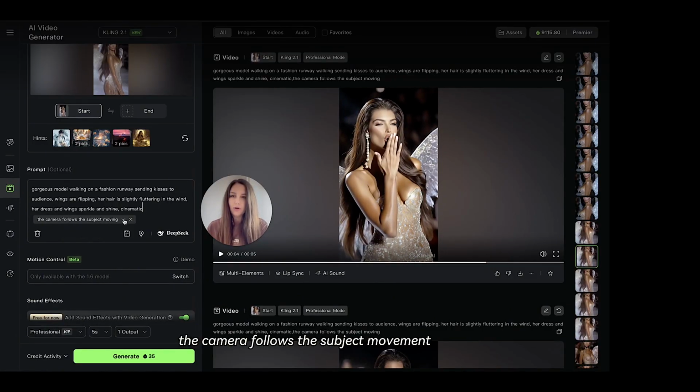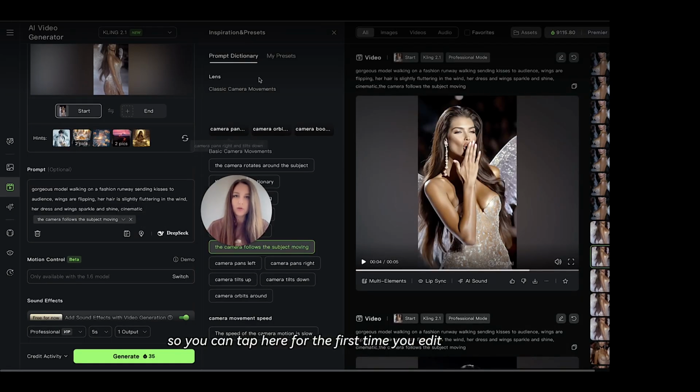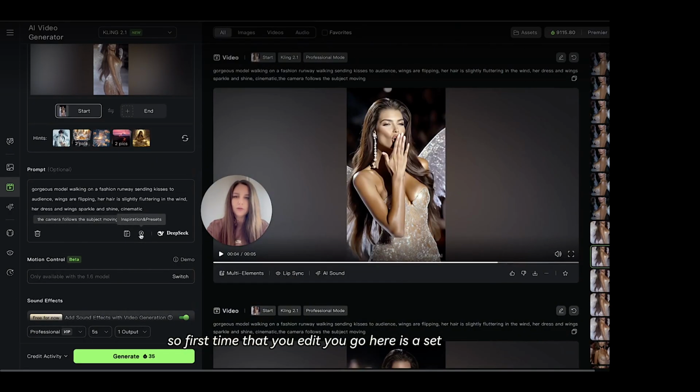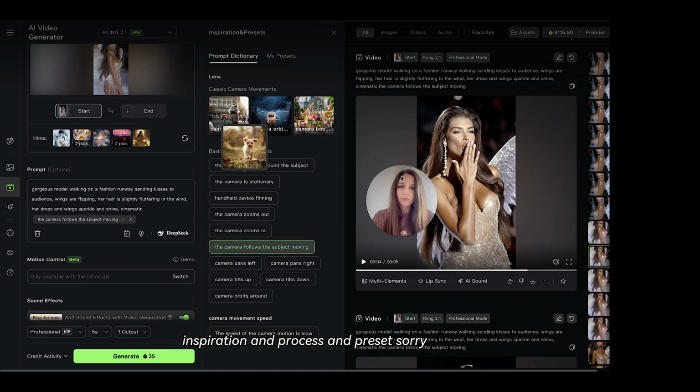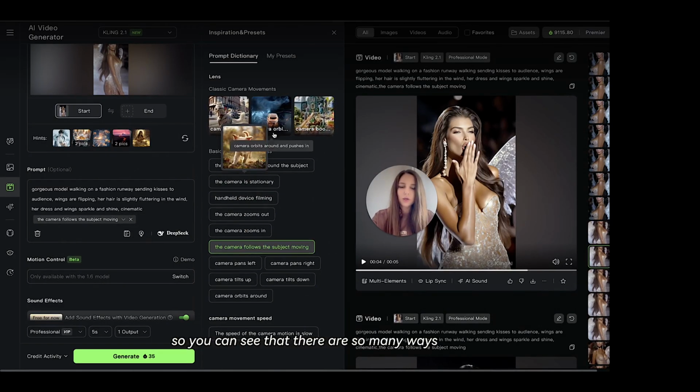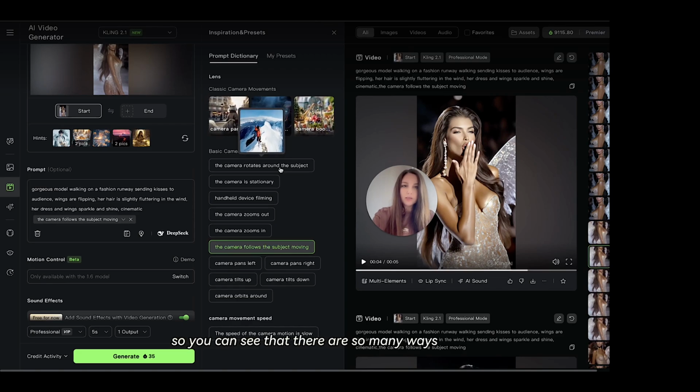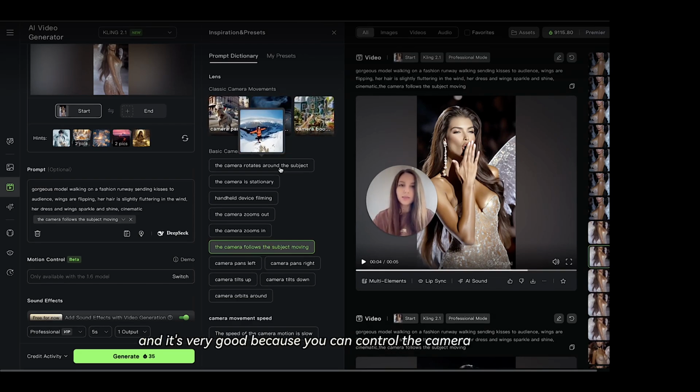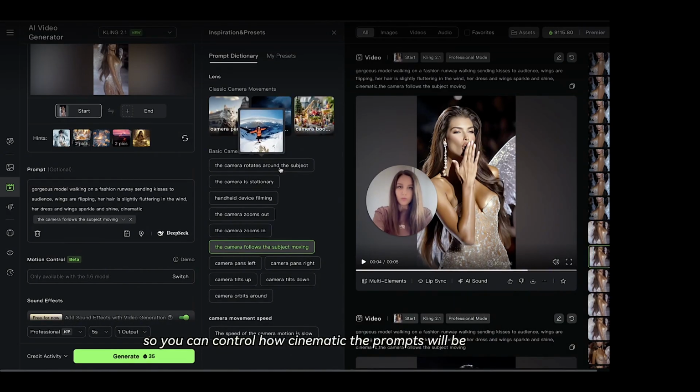You can see it here: the camera follows the subject movement. You can find the presets here in inspiration and presets. The first time you edit, you tap here, and then you can change it here. You can see that there are so many ways for your camera to move on Kling, and it's very good because you can control the camera, so you can control how cinematic the prompts will be.